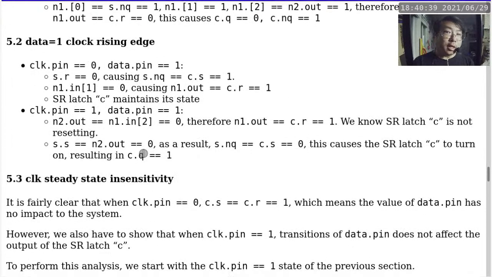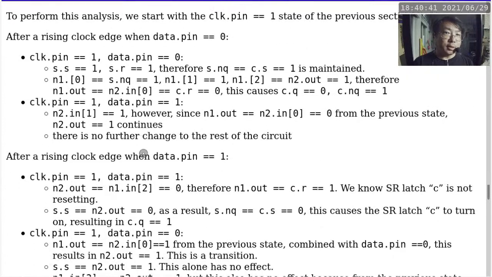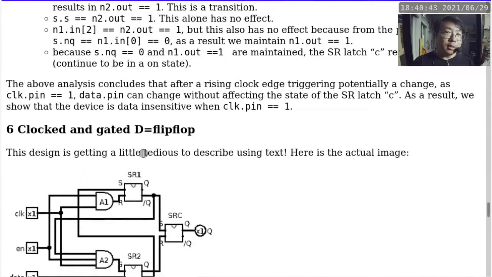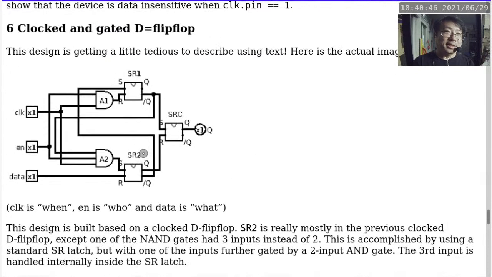So the next design, as if this design is not fun enough, is a clocked and gated D flip-flop. In this case, we have 3 input pins. You can see that EN is coming back, clock is coming back, and data is coming back. So this one has both the aspects of EN, which is the enable, and also the clock, which controls when the rising edge might happen, and the data pin, which is how we want to change the Q pin.